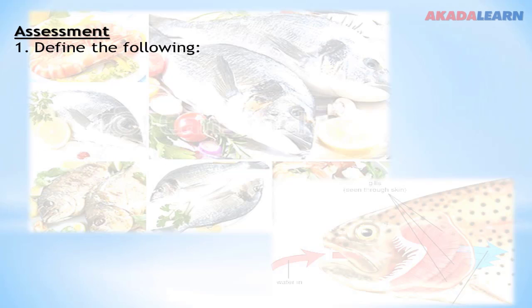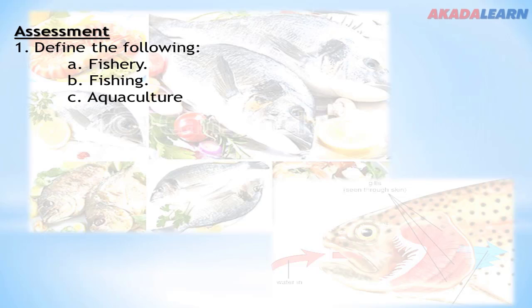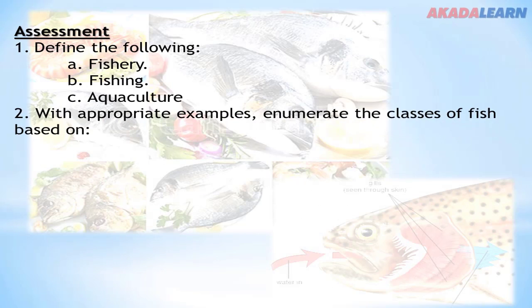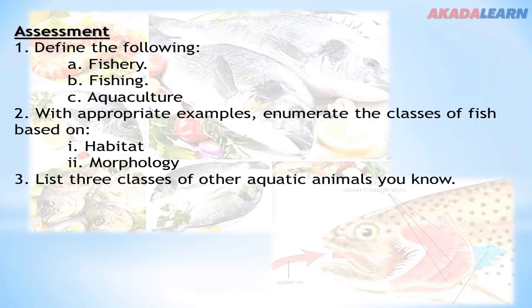Assessment. Number 1: Define the following: fishery, fishing, and aquaculture. Number 2: With appropriate examples, enumerate the classes of fish based on habitat and morphology. Number 3: List three classes of other aquatic animals.